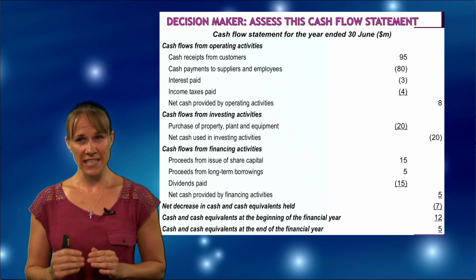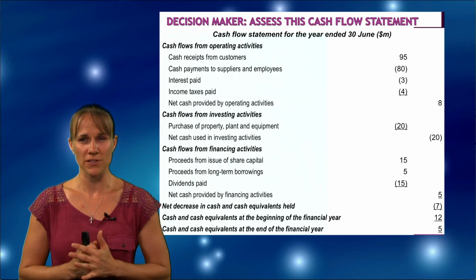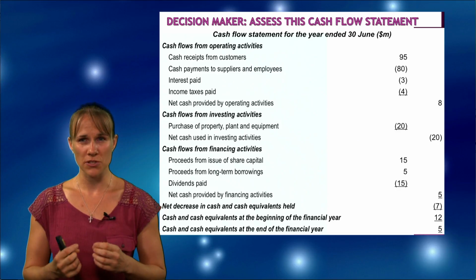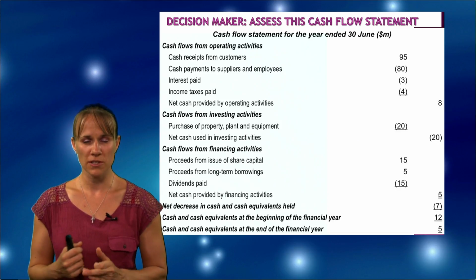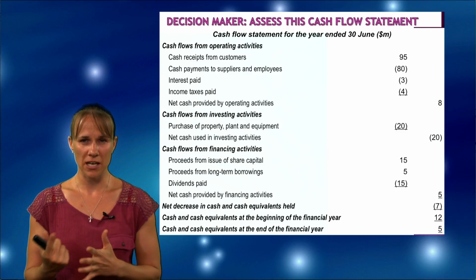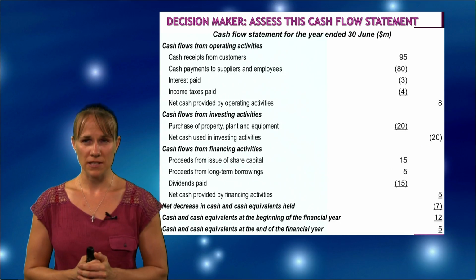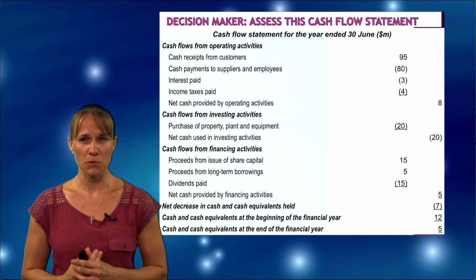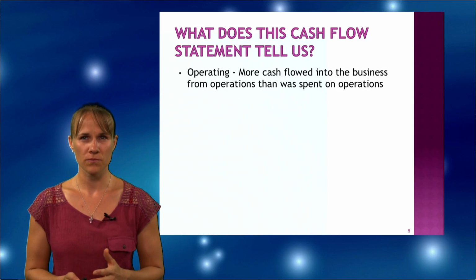Overall, they've got a net decrease in cash and cash equivalents. And you can see a lot of that's attributed back to the equipment that was purchased in those investing activities. Their cash at the beginning was $12 million. So their cash at the end becomes $5 million. And that's just taking the net decrease, so that negative $7 million, and adding the $12 million onto that, and we get the $5 million overall.